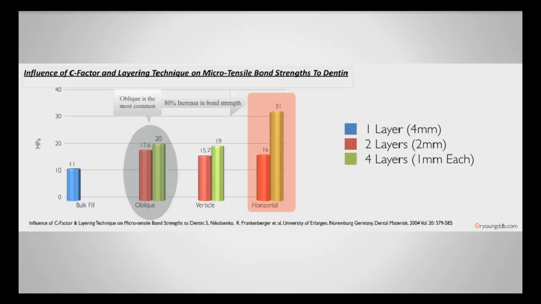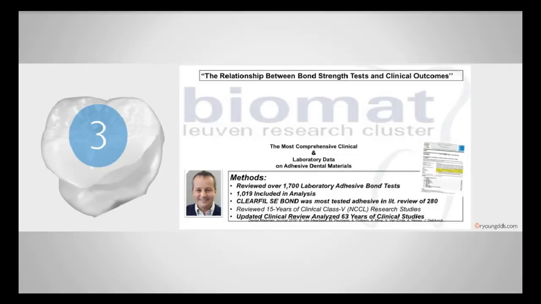Article number 3 is a research review that was done by Van Meerbeek out of Belgium, one of the most comprehensive, and this is quoted by a lot of people. And this is where the gold standard bonds come in many of the lectures today. They reviewed 1,700 laboratory adhesive bond tests, 1,000 included in the analysis. Clearfil SE Bond was the most tested adhesive in the literature review of the 280 bonds.